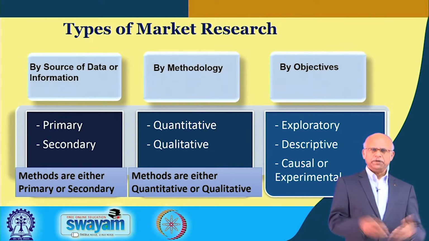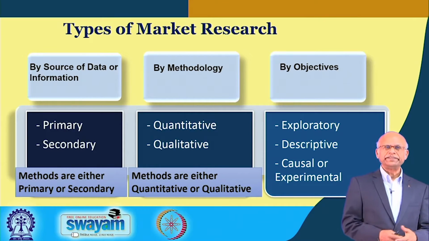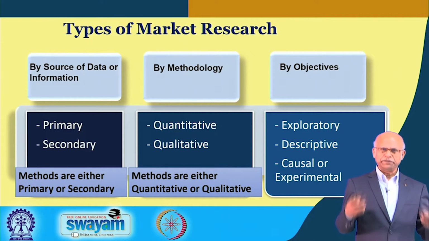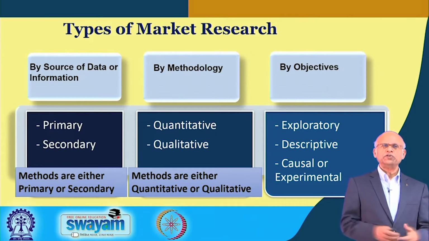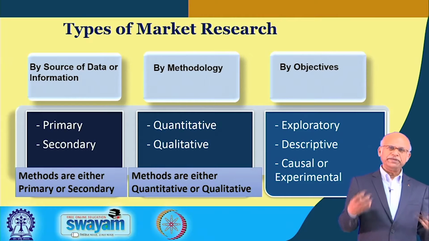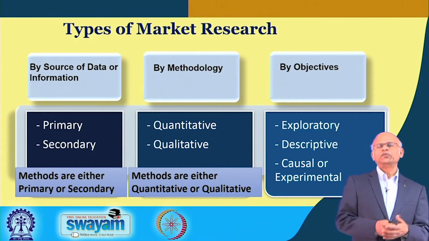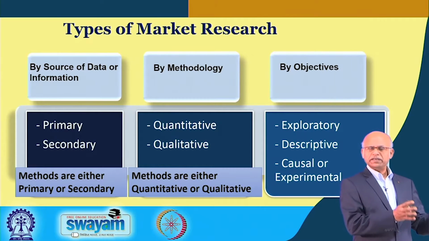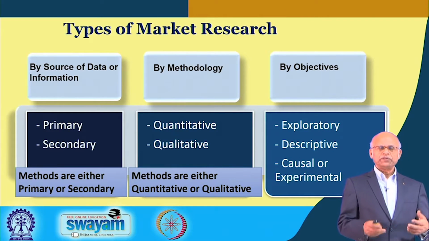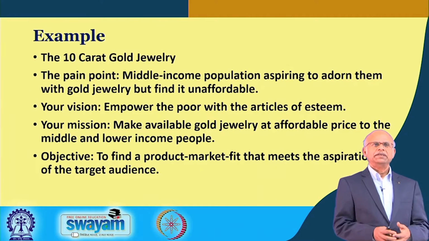So, from the previous slides, there are three separate methods: by source, by methodology, by objective. It is important to note that any method, say by source, where you are using the primary method, should be either quantitative or qualitative. It can be exploratory, descriptive, or causal. So, they are all overlapping, meaning it is not mutually exclusive. Let us see how they are interconnected.